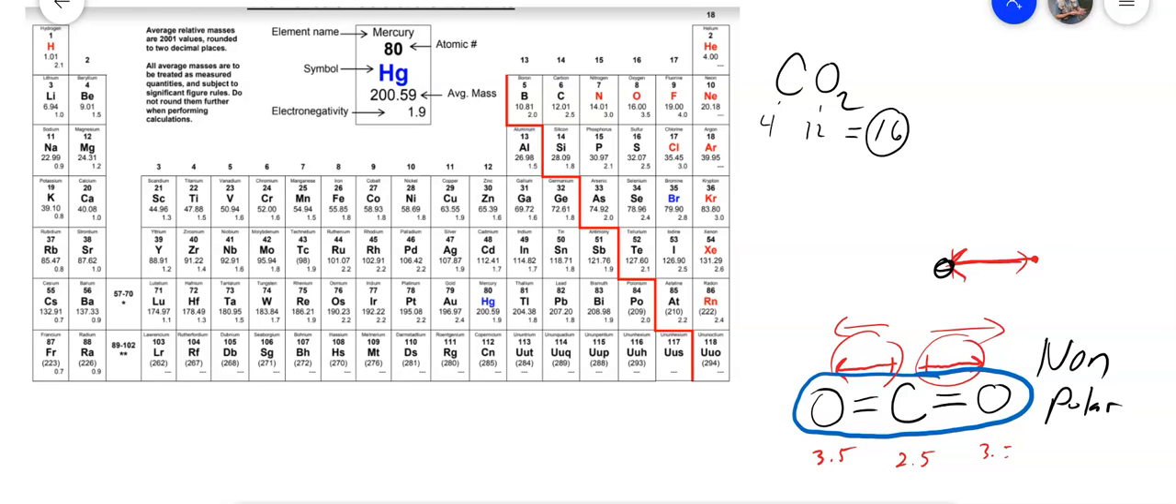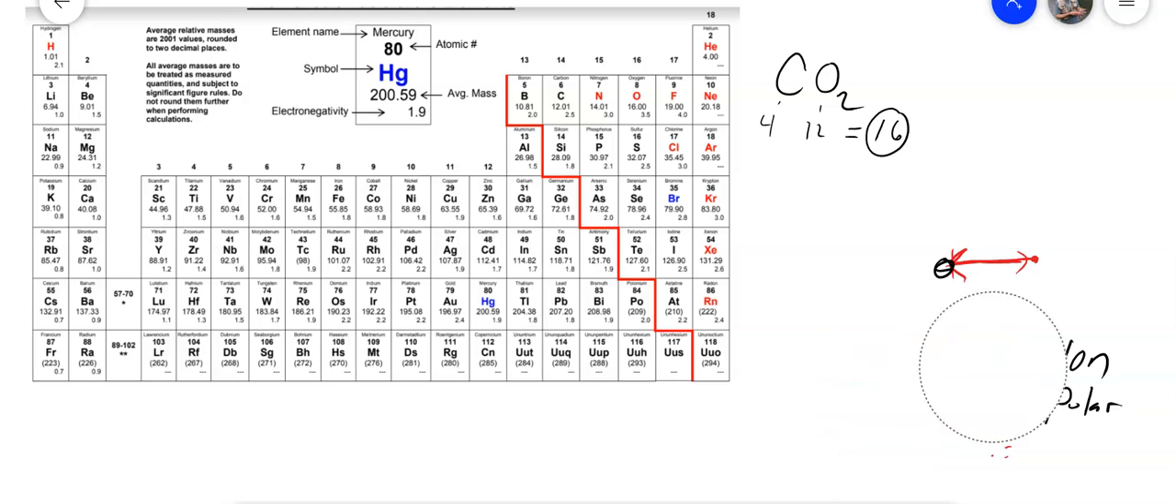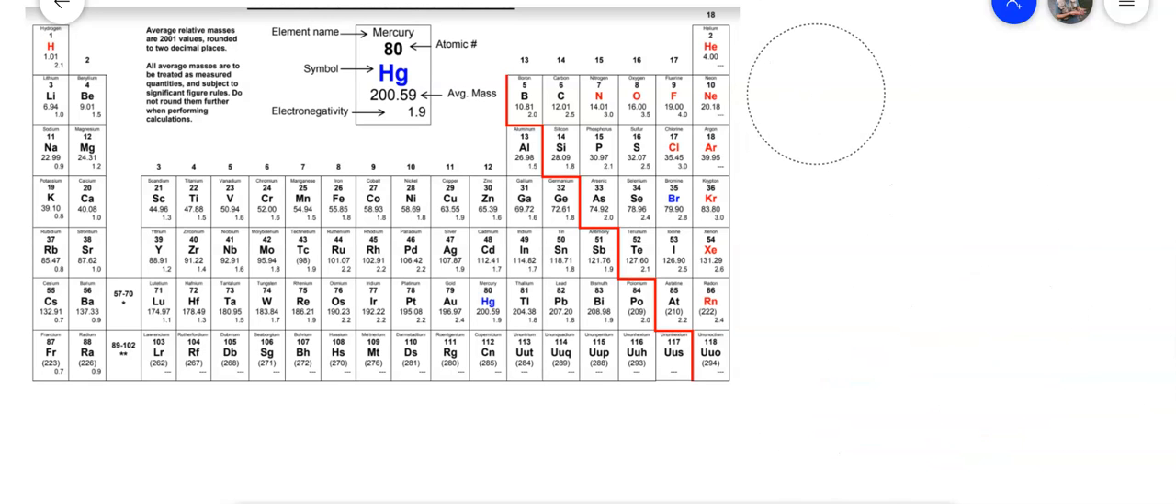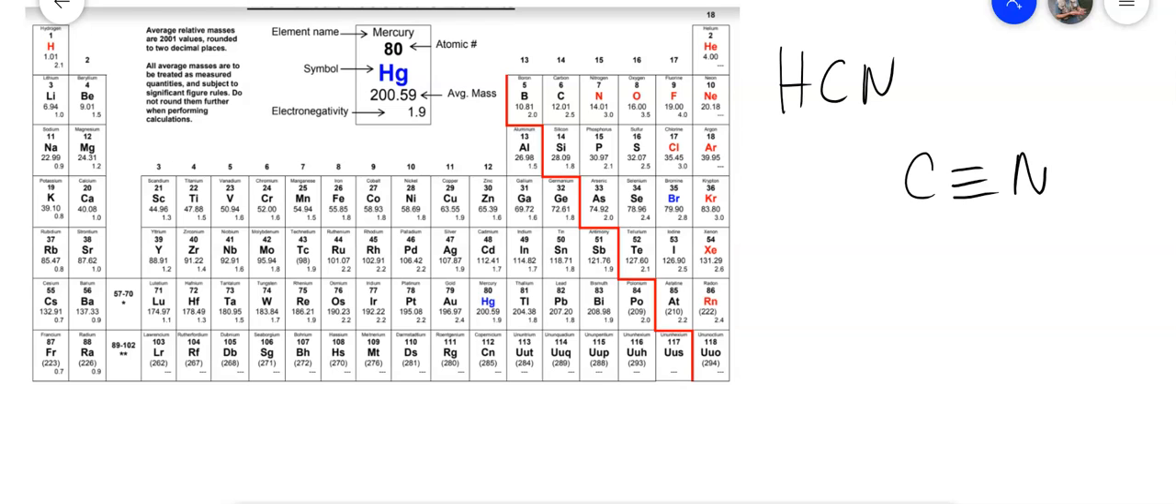Let's go ahead and look at another molecule and determine if it's polar. So this time we're going to look at hydrogen cyanide, HCN. Now I'm not going to go through the process of drawing the Lewis structures for these. I'm just going to show you what they would look like. If we drew the Lewis structure for this, it would look like this, right?